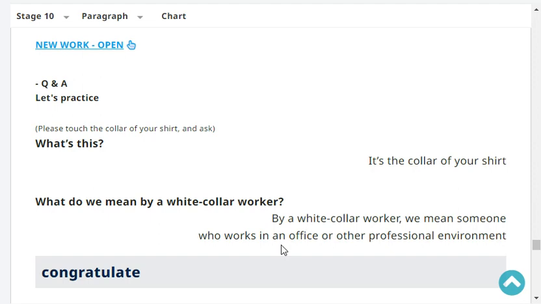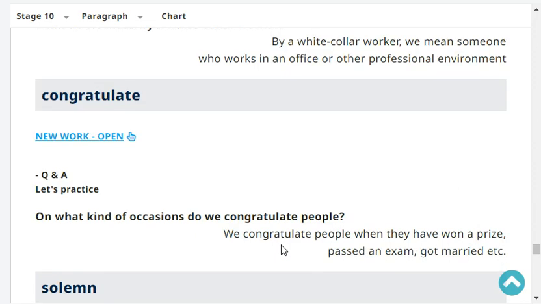What do we mean by a white collar worker? By a white collar worker, we mean someone who works in an office or other professional environment.